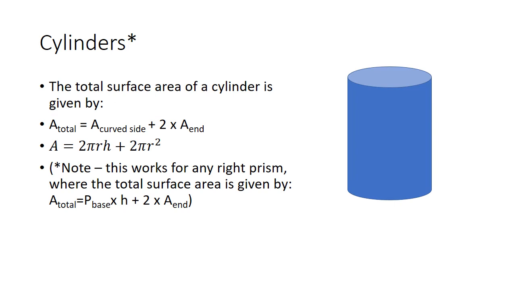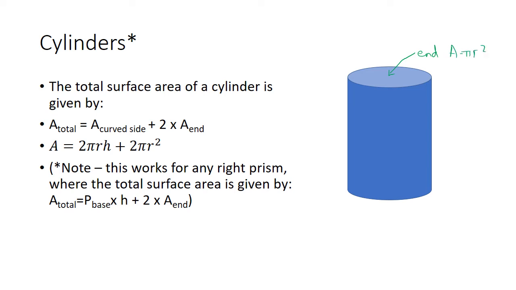Now there are a couple of special things with total surface area, and cylinders are one that we need to think about. Again, just because of their curved sides. Now what we've got to think about with cylinders is that we've always got the end, which is obviously a circular shape, so the area of that is just given by pi r squared.